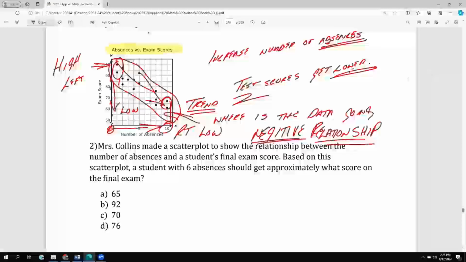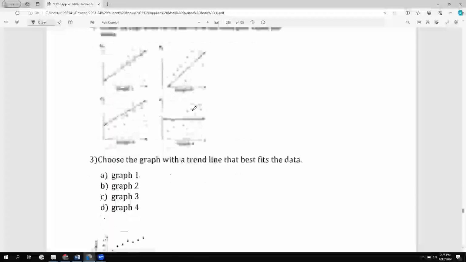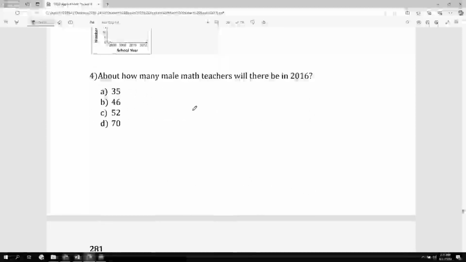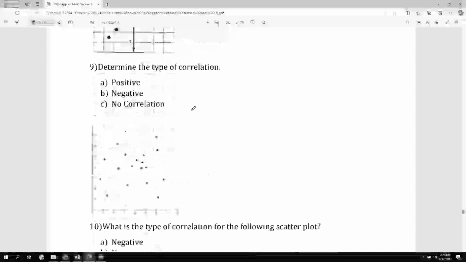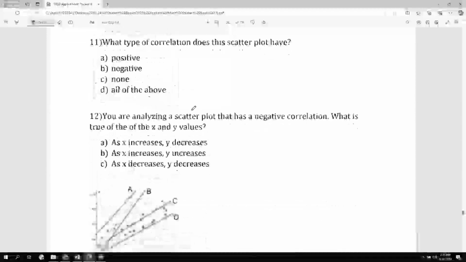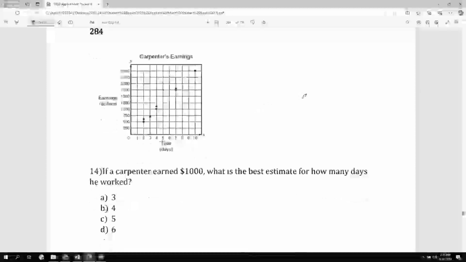So let's look at something else. Let's look at another one. I want to find a nice graph right here. Hold on one second. Here's a nice, let me find, oh, here's a nice graph. Here we go. Okay, let's take a look at this scatter plot.